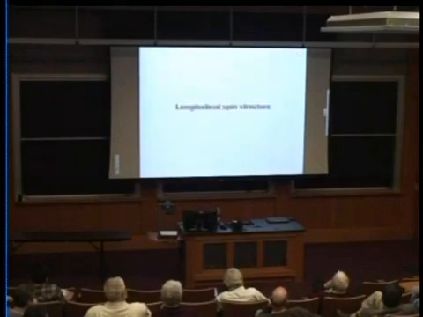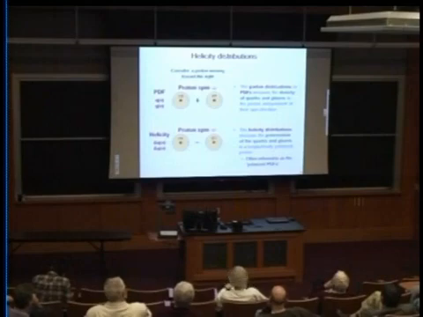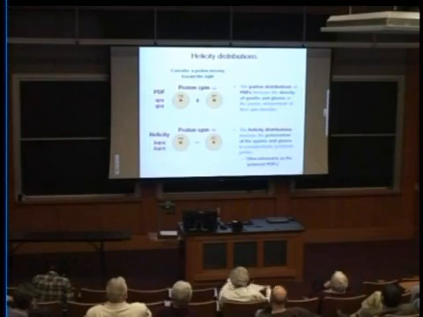So now let's talk about longitudinal spin structure. Here I'm talking about helicity distribution. I've told you about parton distributions. If I imagine that my proton is moving toward the right and its proton spin is also pointing toward the right, so the proton has positive helicity.